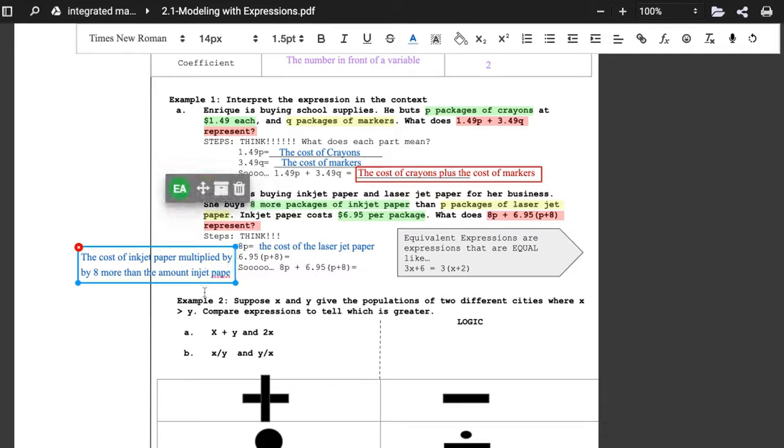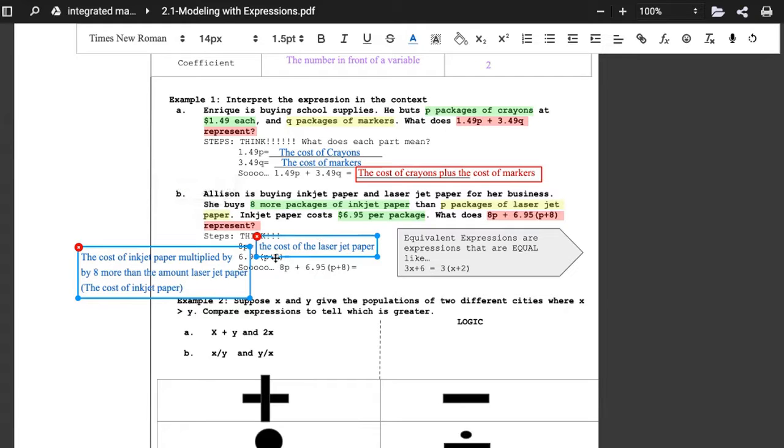I'm sorry, this is supposed to be LaserJet. Sorry, guys. I'm not quite awake yet. So bear with me. All right, so this has to be the cost of a LaserJet paper. Sorry, inkjet. Remember, this comes from the fact that we are told up here that for the inkjet paper, she's buying 8 more packages of inkjet paper than she is of the LaserJet paper. So this has to represent the cost of the inkjet paper.